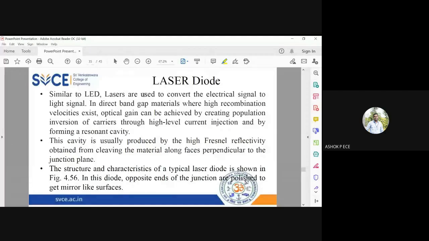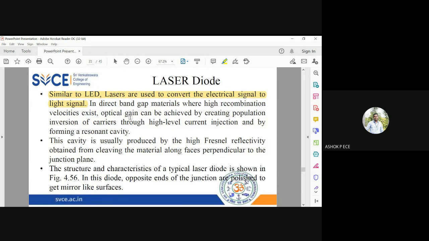So we have seen LEDs are used to convert electrical signal to light, and LEDs work on spontaneous emission. When electrons and holes recombine, you get light. But the laser diode is going to be an advancement of LED. You know that light generation is possible only in direct band gap materials like gallium arsenide, indium phosphide, and other materials, but it is not possible in silicon and germanium because they have indirect band gap.